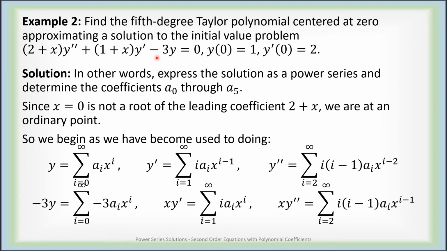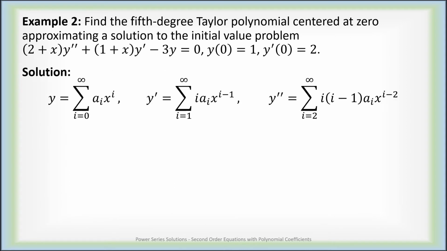Of course, in our problem, we need a negative 3y, so multiply this by negative 3. We need a 1y prime, but we also need an xy prime. So here's xy prime. Simply take this series and multiply everything by x, raising this power. Similarly, we need an xy double prime. So here's this series, multiply by x, and the power gets shifted up, but just by 1.